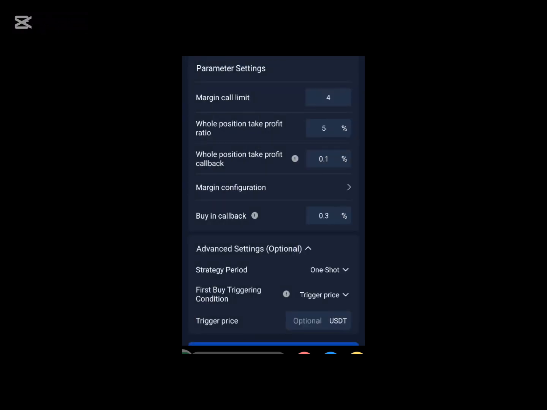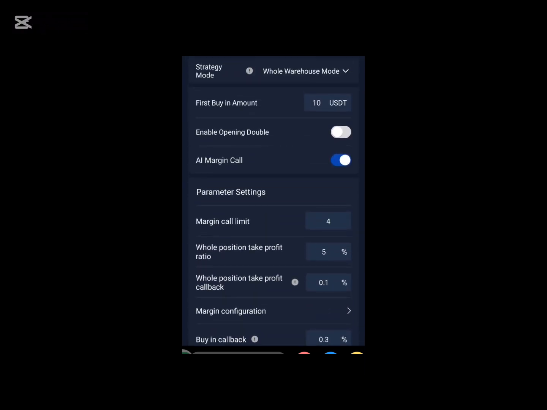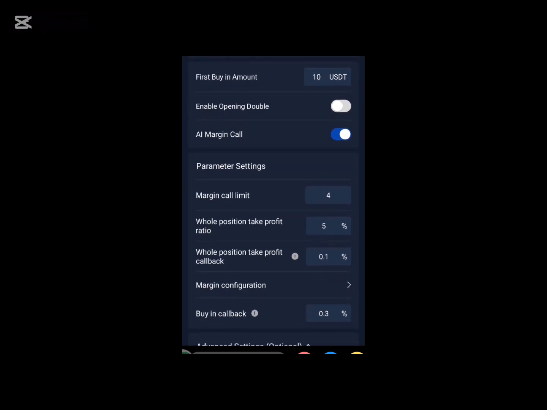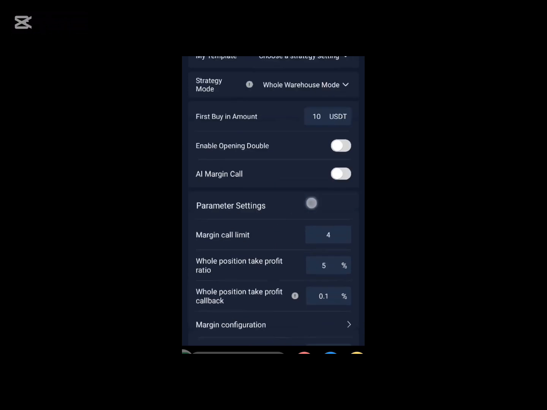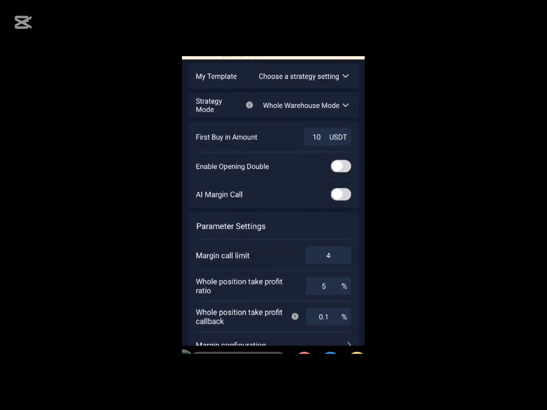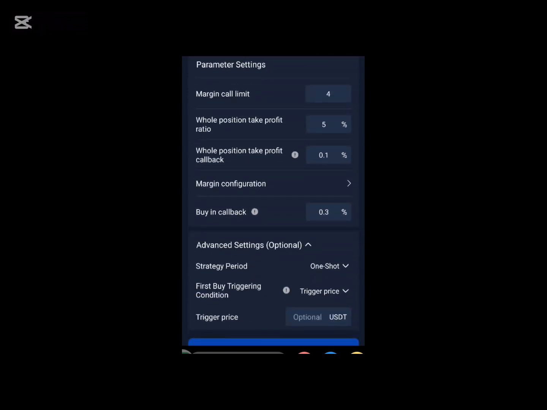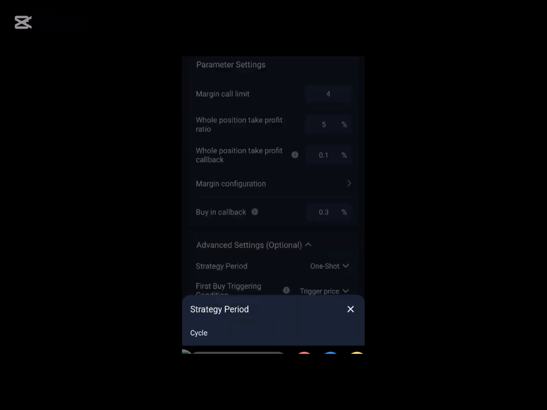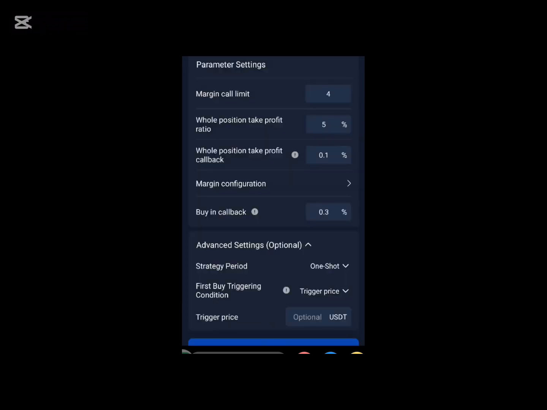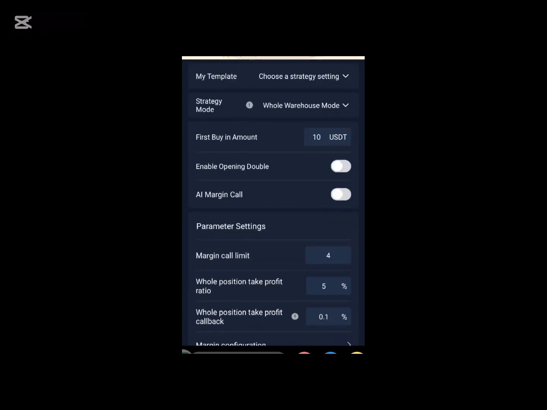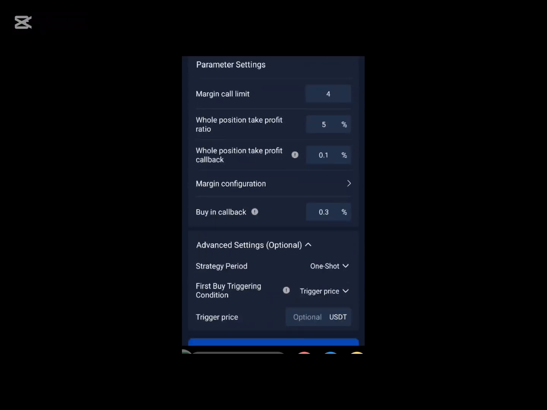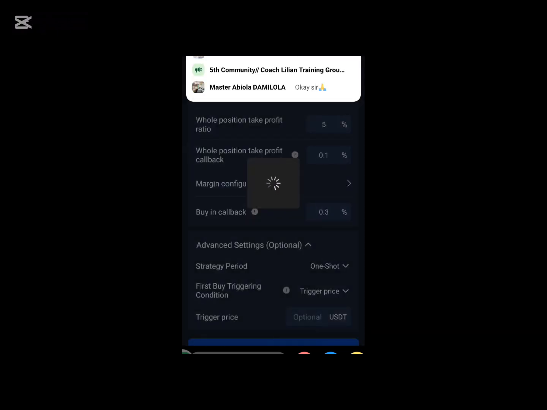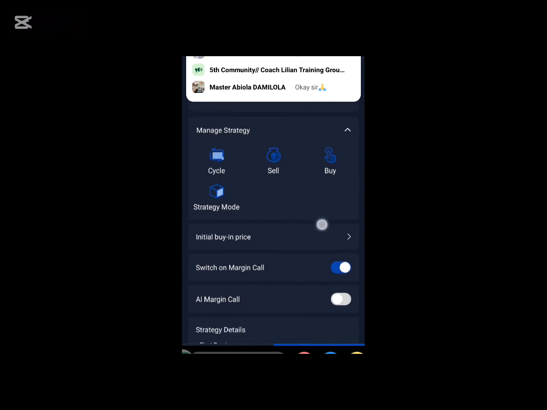So that is for that. After you have done that, you check it. AI margin call, you turn it off when you need. After you have done that, you have checked your trade. Make sure that this trade is not on cycle. It's the one shot. After you have done that, you now save it. Save.